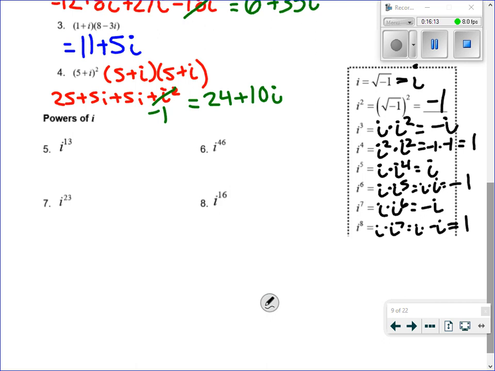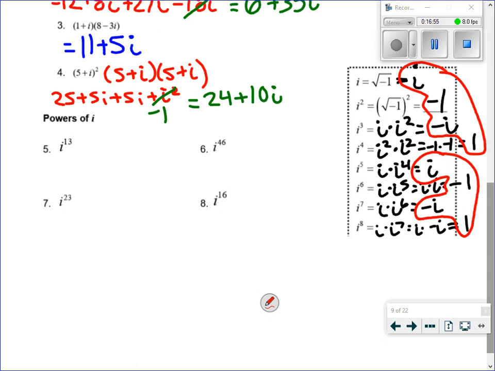Does anybody notice anything? Yeah, it's a pattern. It's repeating in fours, right? It goes i, negative 1, negative i, 1, i, negative 1, negative i, 1. So, do you have to do all that work every time? No, there's going to be a shortcut, because that's what makes math so cool. So you are going to think about it going in sets of 4, right?